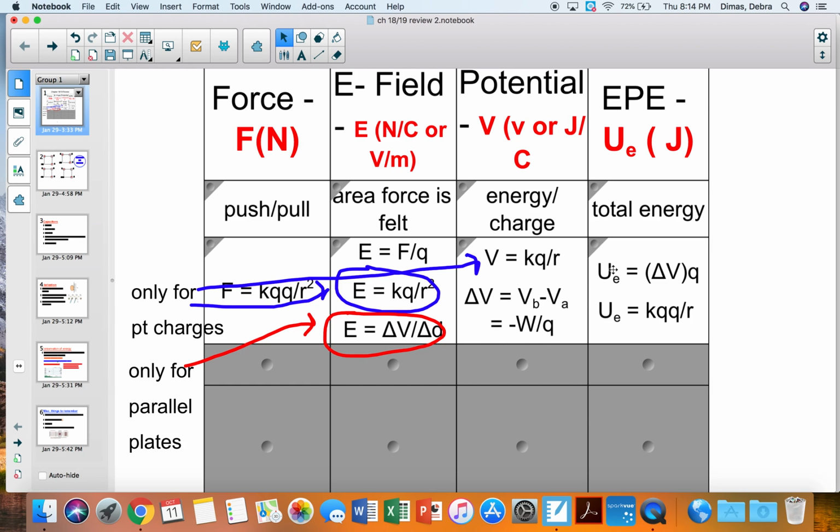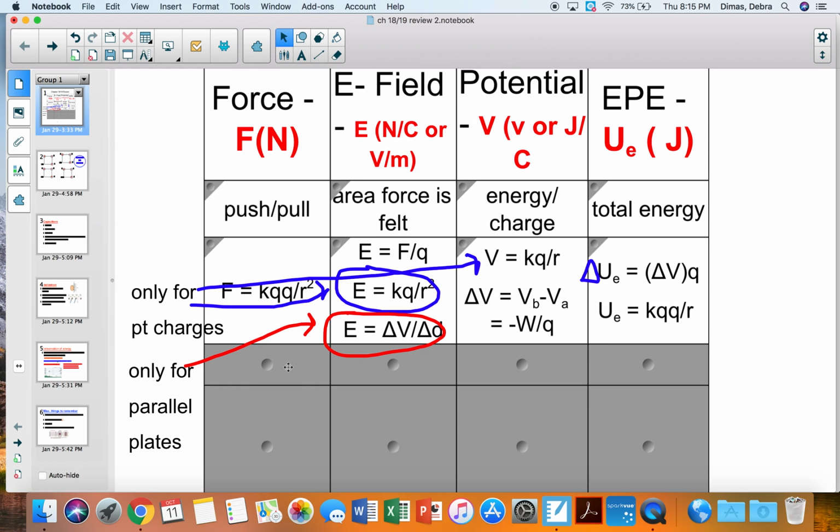And then we have UE. Now, technically, this UE right here is a delta UE, so it's the change of potential energy equal to delta V times Q, because you could have a UE without a delta V, right? But then you're just back to this. And then you have UE equals kQQ over r because it's just V times Q. If you take your kQ over r and you multiply it times Q, you get your total energy because that was energy per charge.